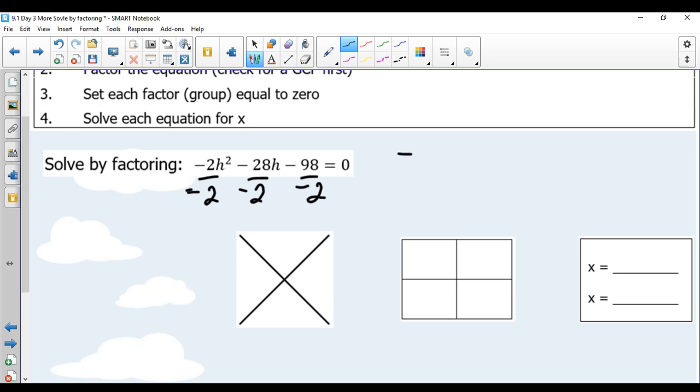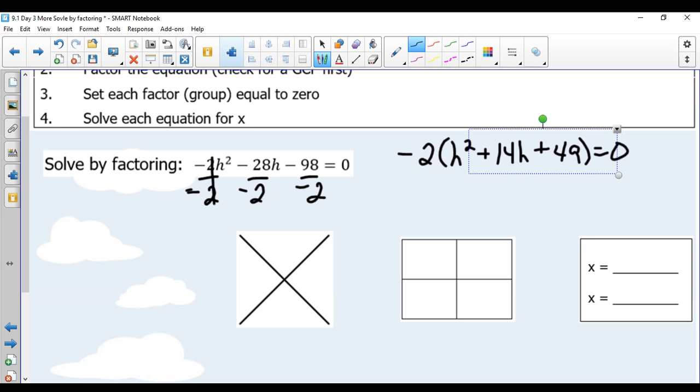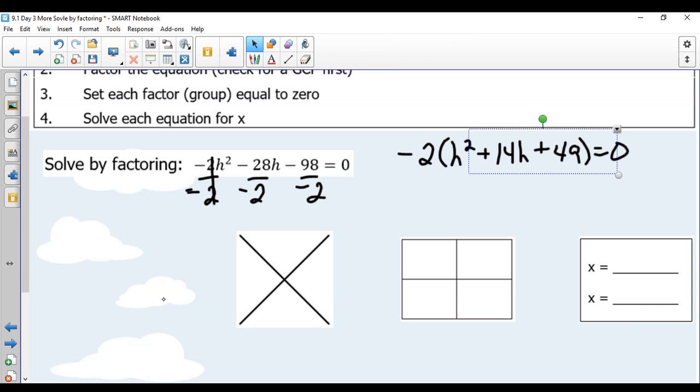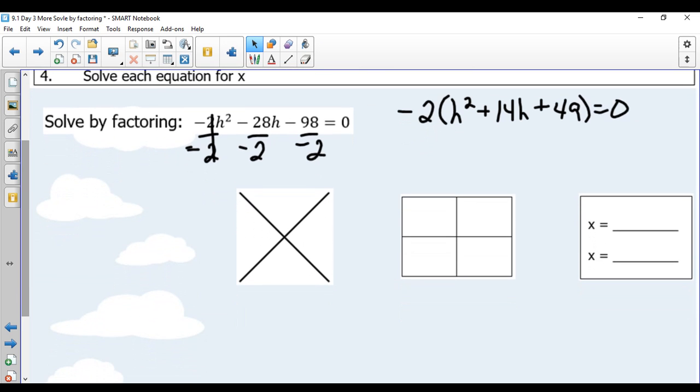So we know negative 2 times, and if I divided this, it would give me h squared. 28 divided by 2, this would be a negative over a negative, making a positive 14h. And 98 divided by 2, that would make this a positive again, making this 49. So there would be our greatest common factor taken out. We took out the negative 2. I didn't really get rid of it, I just factored it forward.